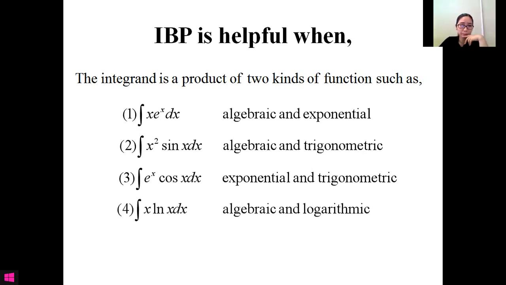So lastly, we can use IBP or the integration by parts when we are integrating algebraic and logarithmic combination. For example, integral of x ln x dx.